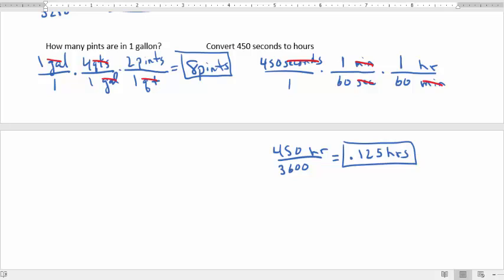So this is pretty basic stuff, right? Once you know what the conversion factors are that you have to use, you just have to write them appropriately to get the units to cancel.